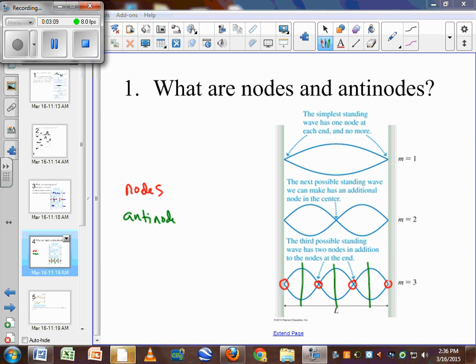We don't call it crests and troughs because at this point here, it's a crest, and down here is a trough. It's just the part of the wave, the medium, moving back and forth from crest to trough.